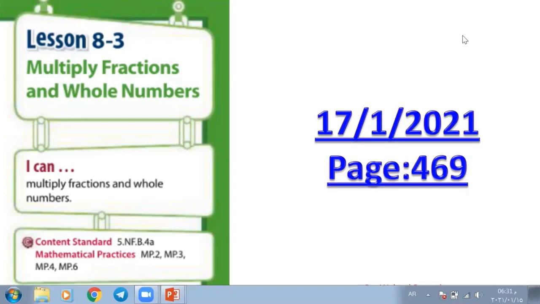Our lesson today is 8.3, multiply fractions and whole numbers. Our date today is 17 Jan 2021. On page 469, please open the same page, write the date of today at the top of the page, and be ready. Our lesson today is how to multiply a fraction with a whole number.